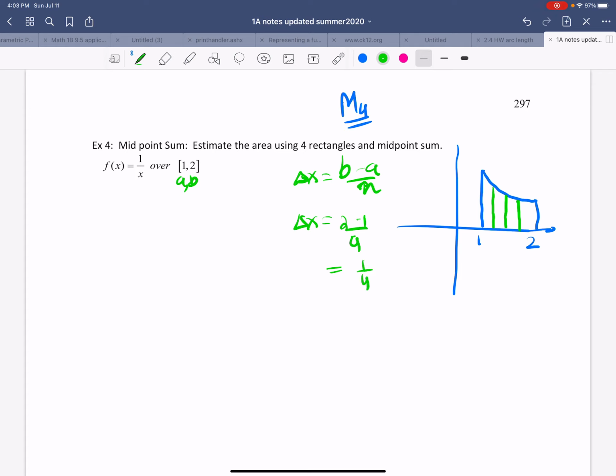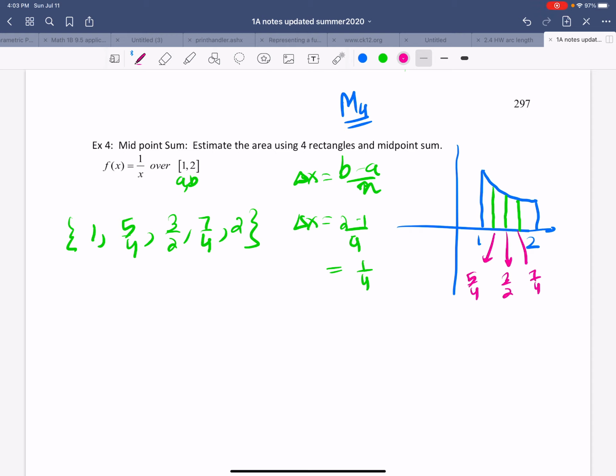We want to divide into 4, so that's going to be 1/4. So my first point is 1, and the next point will be 1 plus 1/4, which is 5/4. And the next one is 5/4 plus 1/4, which is 6/4, and we can write it as 3/2. 6/4 is the same thing as 3/2, plus 1/4 is 7/4, plus 1/4 is 8/4, which is equal to 2. So these are going to be my increments. This point is 5/4, this point is 3/2, and this point is 7/4.